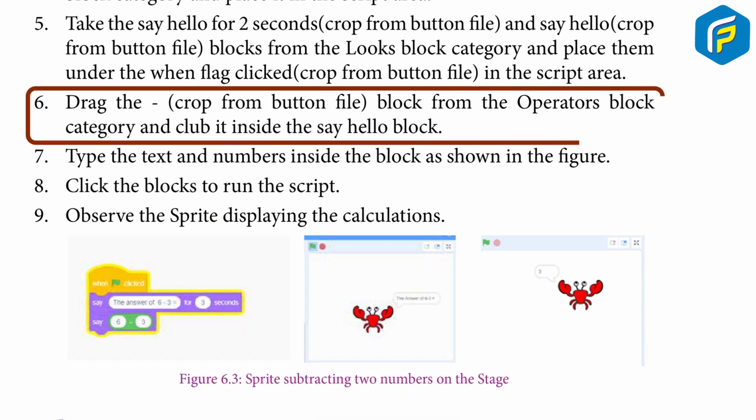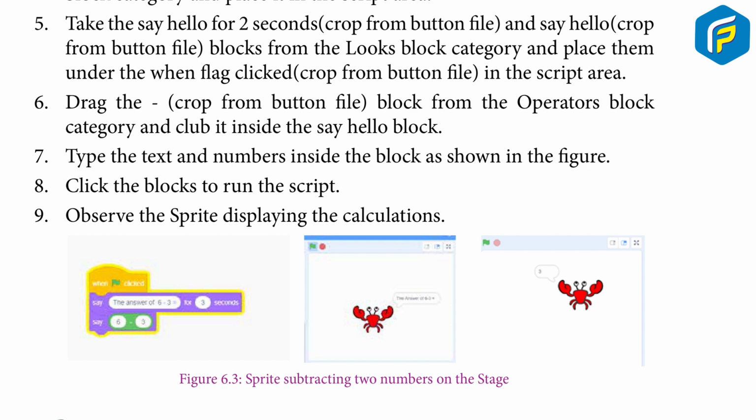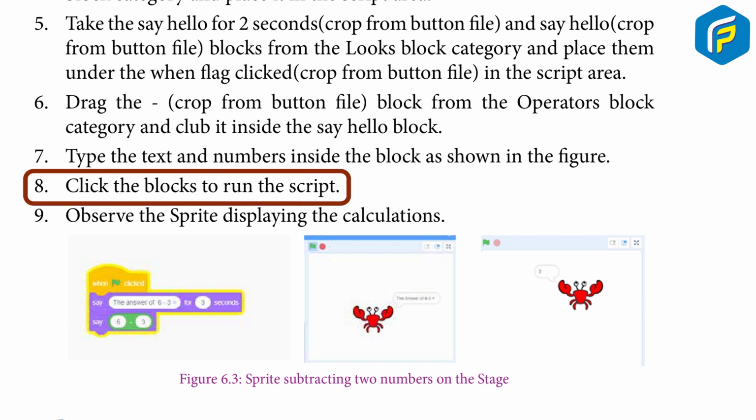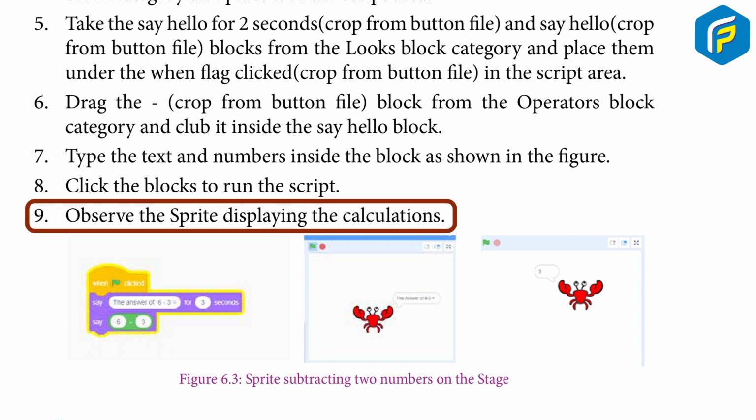6. Drag the operator block from the operator block category and club it inside the say hello block. 7. Type the text and numbers inside the block as shown in the figure. 8. Click the blocks to run the script. 9. Observe the sprite displaying the calculations.